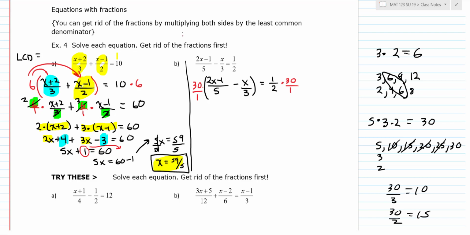Okay, now you can learn to do this next step in your head. I don't recommend it to somebody at this level of a class necessarily. So I just distribute. I'm going to write this as 30 over 1 times the first part, which is 2x minus 1 over 5. I'm just taking that part and writing it down. Okay, the minus sign, write it down. The 30, multiply it out. So you're going to have 30 over 1, just write it down, times the second part of the problem, x over 3.